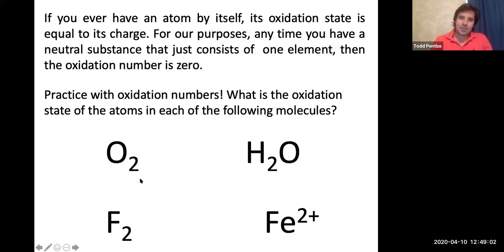Up first, we have oxygen here. Here we have just the element oxygen. It has a neutral charge overall. So that means its oxidation number is just going to be 0.